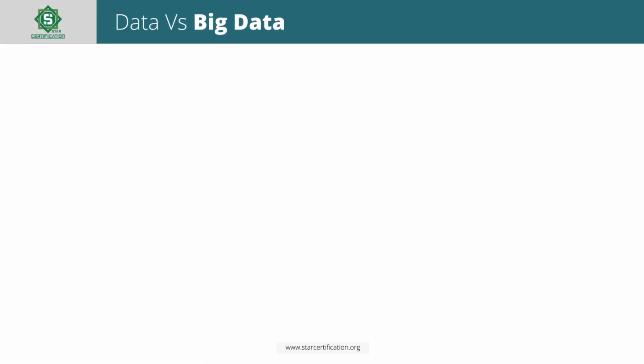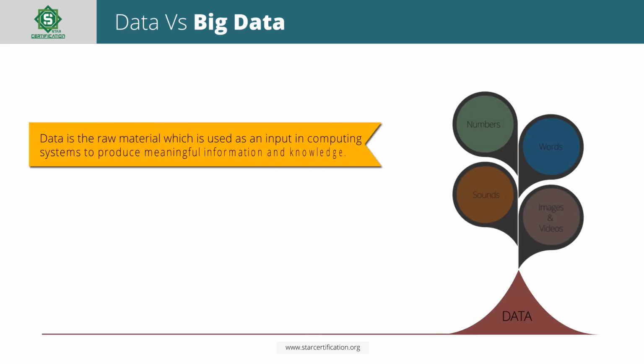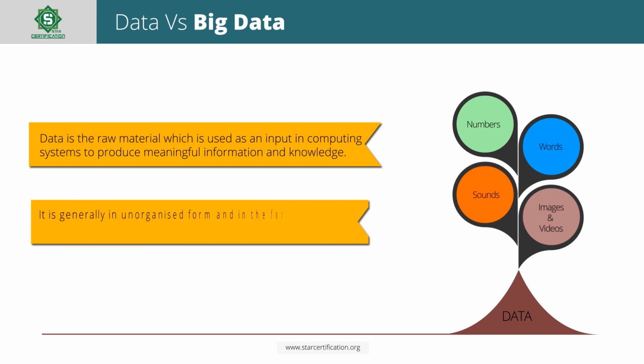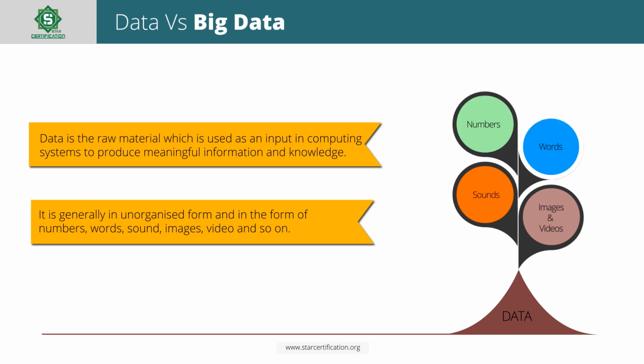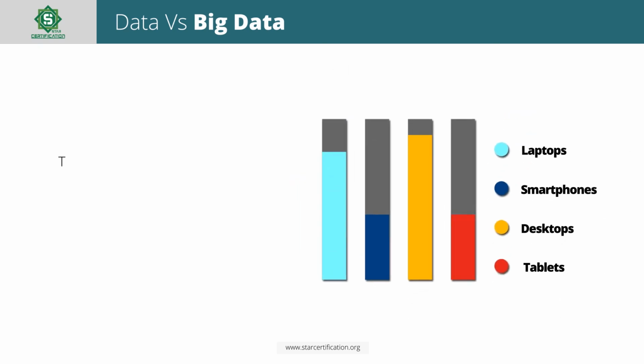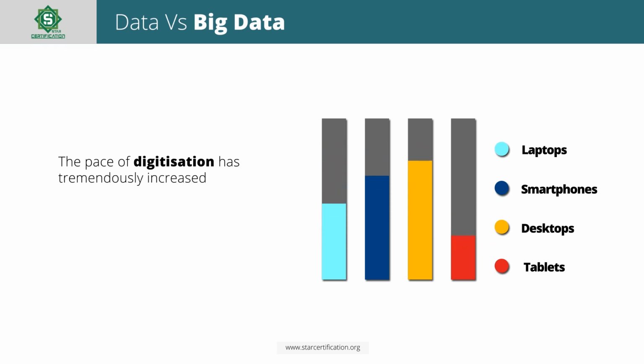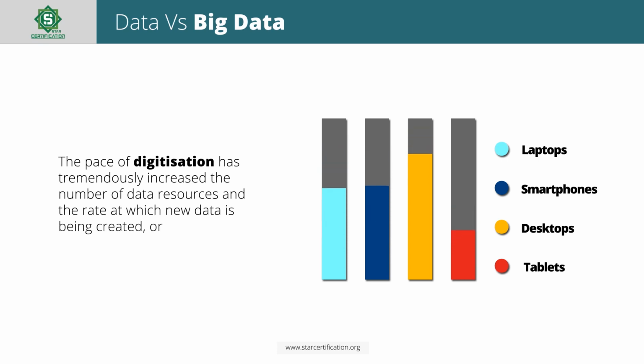Data vs. big data. Data is the raw material which is used as an input in computing systems to produce meaningful information and knowledge. It is generally in unorganized form and in the form of numbers, words, sound, images, video, and so on. The pace of digitization has tremendously increased the number of data resources and the rate at which new data is being created, or in other words, the volume of data is increasing.